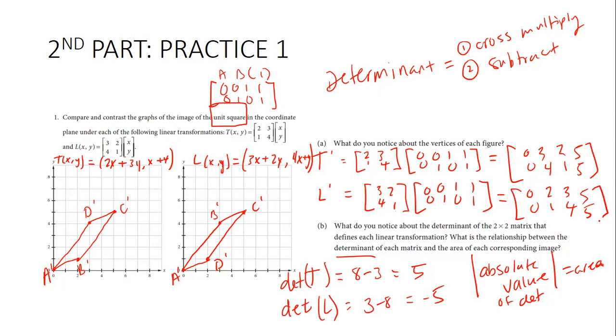Okay. So again, when the vertices are the same, this is going to happen, right? They're going to create the same shape. It's just that one is positive and one is negative. And that's because they have opposite determinants. Cool? Yeah.